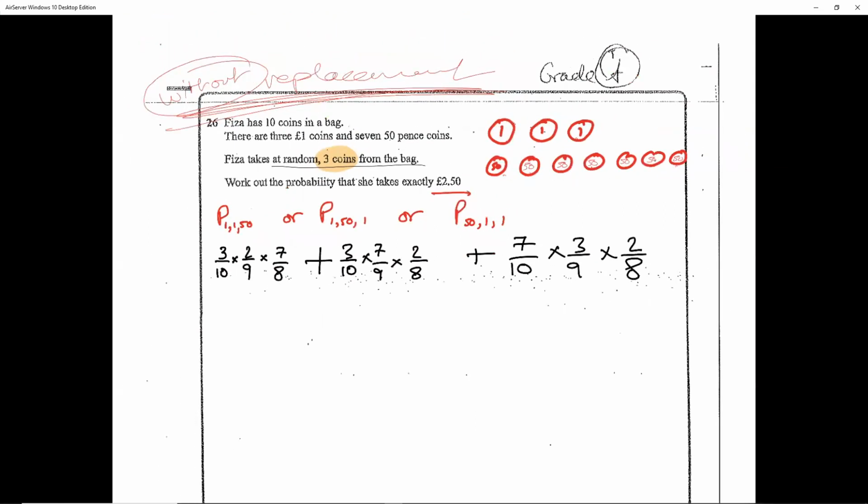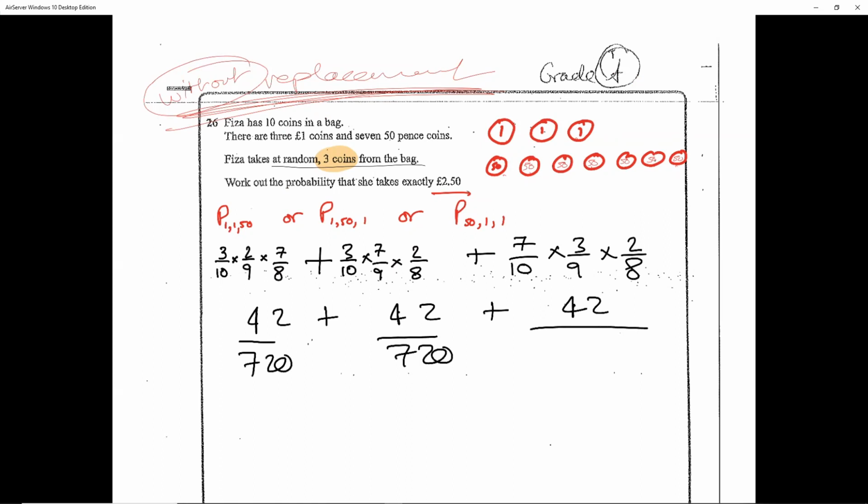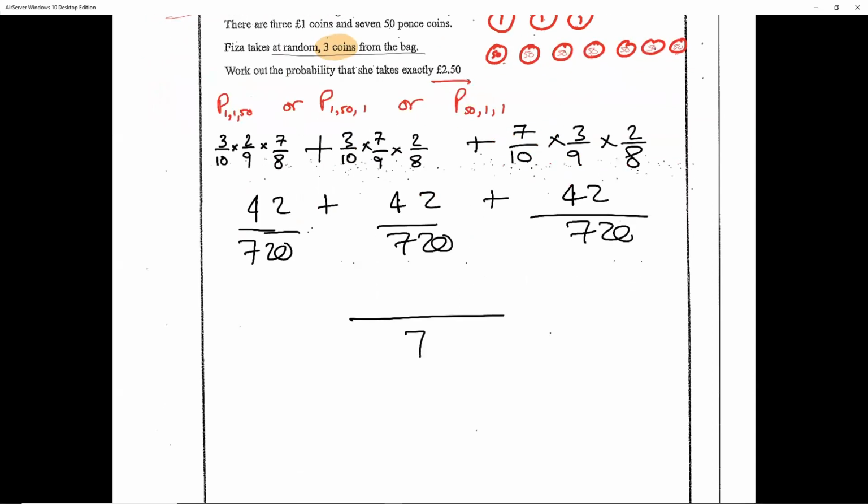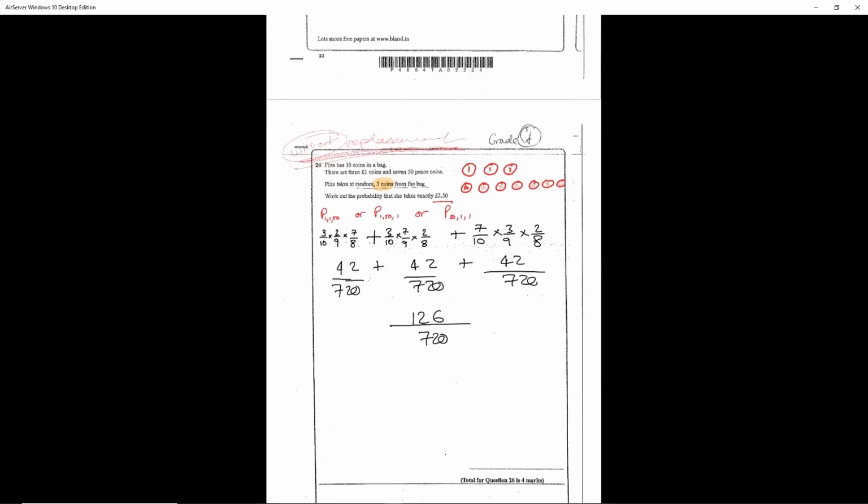So 3 times 2 times 7 gives you what on the top? 42. And does it give us 42 on the top for each one? Yeah. And what does it give us on the bottom each time? 720. And what's our final answer? 126/720. 126, 40, 40, 40. And then you can cancel that down if you have the energy and want to work that out. It's 7/40 if you cancel it out.